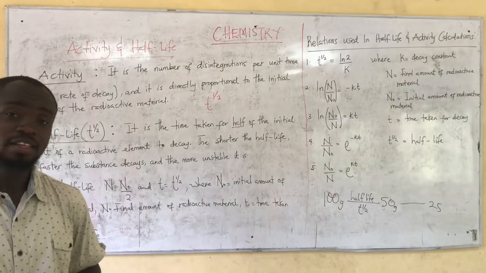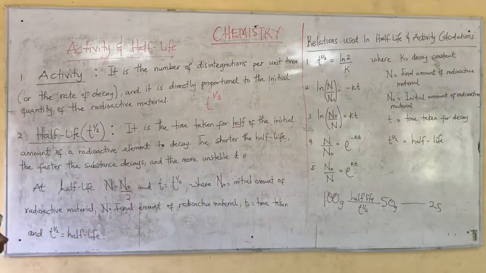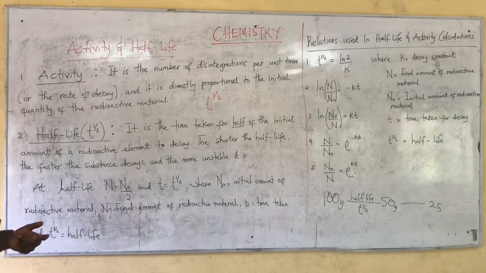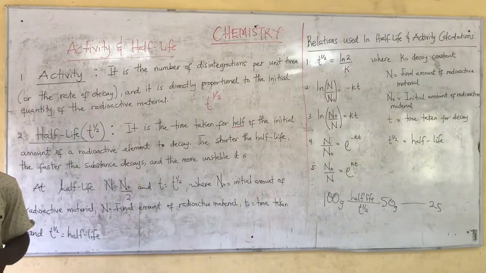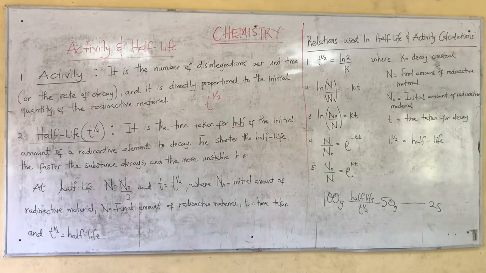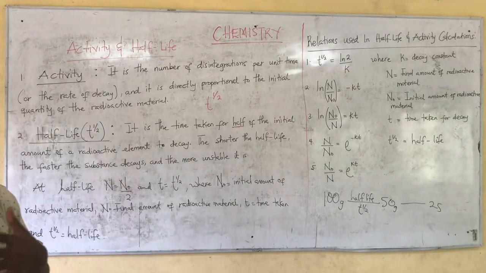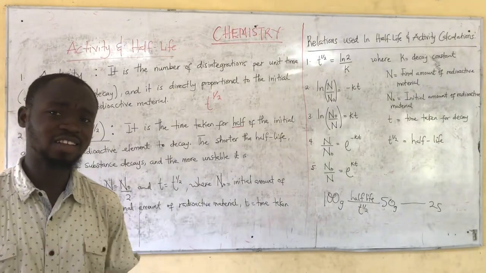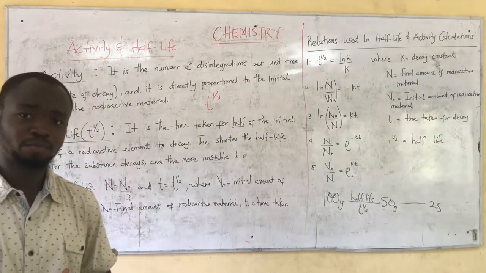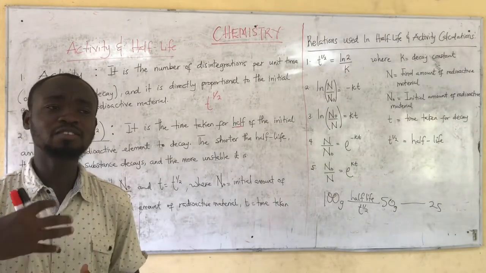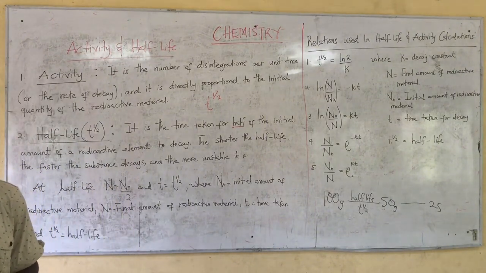Is that okay? That is activity and half-life. And also in addition, I said that the shorter the half-life, the faster the substance decays and the more unstable it is. The shorter the half-life, the faster the substance undergoes decay, or it breaks down. It also suggests that the substance is unstable. That is why it is undergoing decay, because radioactive elements undergo decay due to instability. Is that okay? Very good.